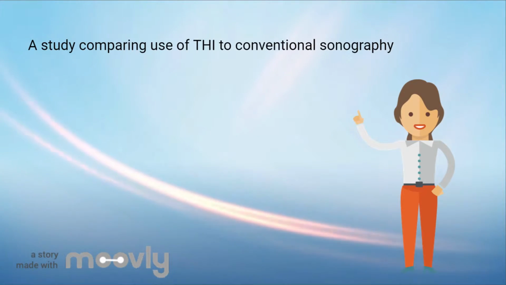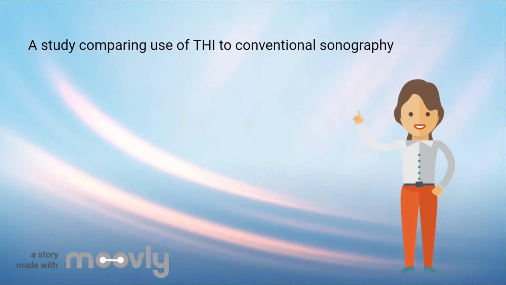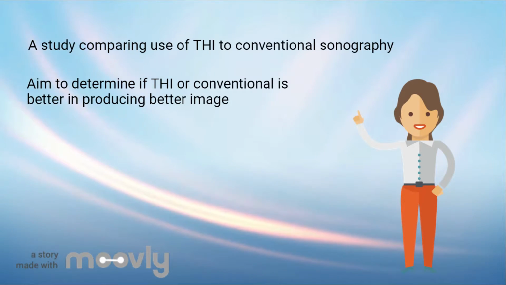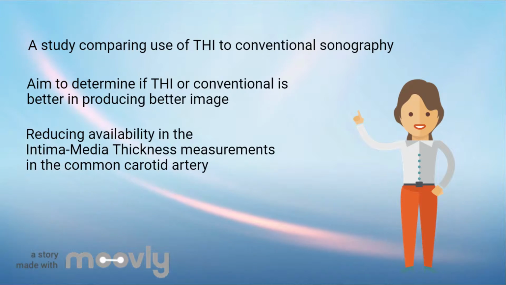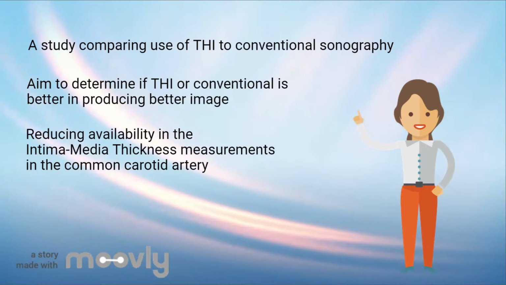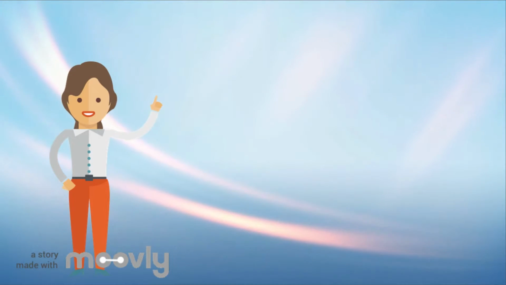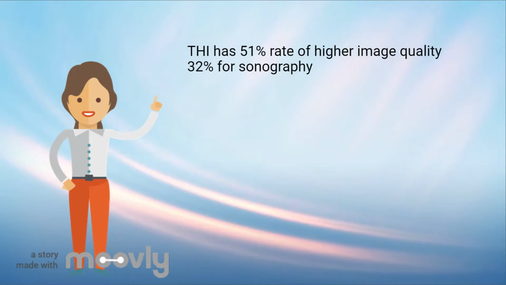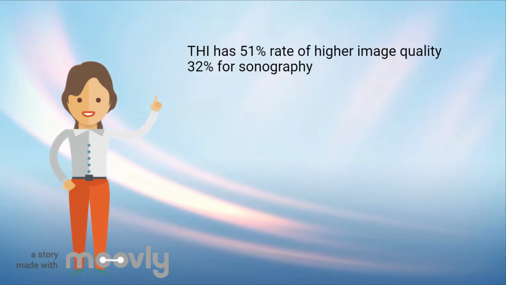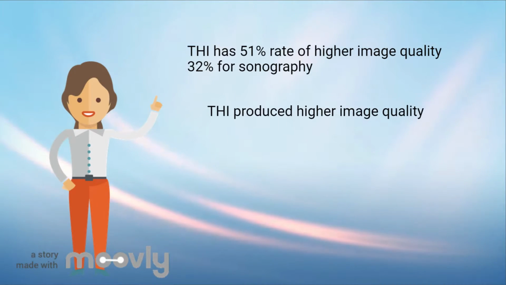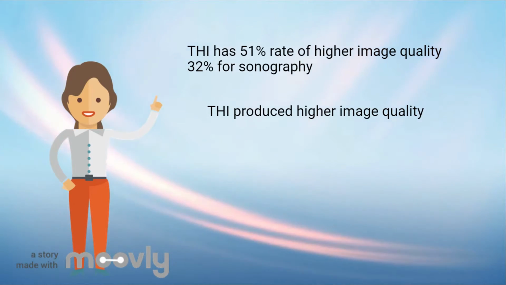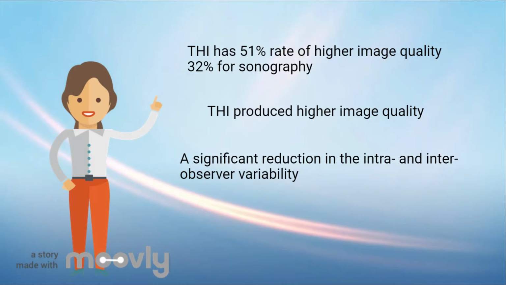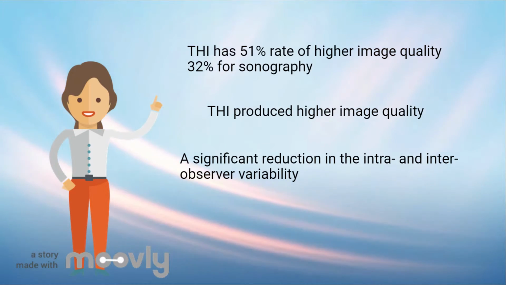There's a case study comparing the use of THI to conventional sonography. The aim was to determine if THI or conventional sonography would produce a better image and reduce the variability in the intima media thickness measurements in the common carotid artery. The result from this experiment shows that THI has a 51% rate of high image quality compared to the 32% for sonography. The case study shows that THI produced a higher image quality compared to the sonography in the carotid artery, IMT. A significant reduction in the intra and inter-observer variability in the IMT measurements.